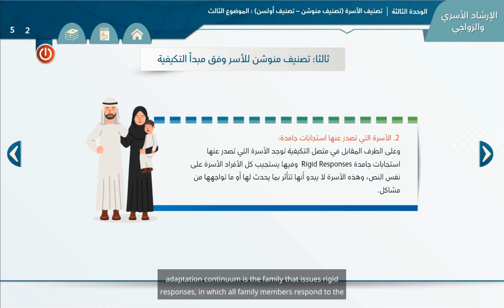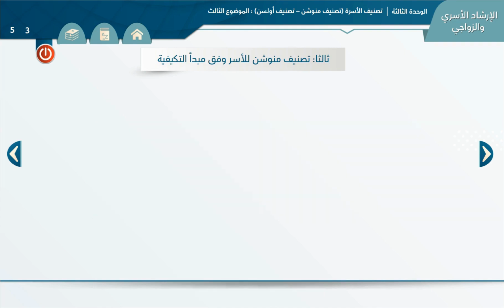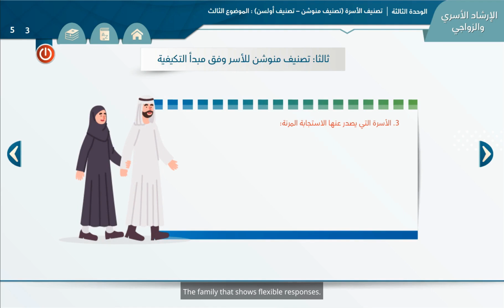On the opposite end of the adaptation continuum is the family that issues rigid responses, in which all family members respond to the same script. This family does not seem to be affected by what happens to it or the problems it faces. Two intermediate patterns exist between extremes.